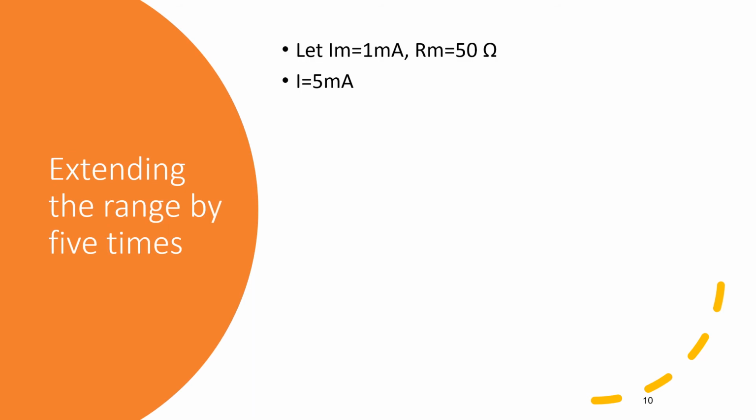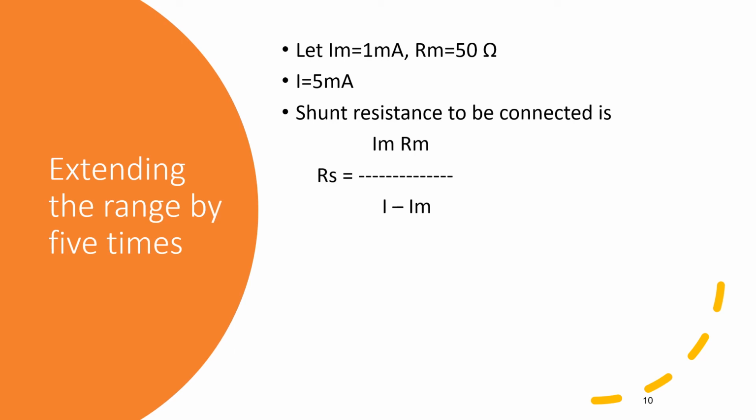Supposing now, if I want to extend the range to 5 milliamps, then I is 5 milliamps, Rm is 50 ohms, as already we know, Im is 1 milliamp. Now, the shunt resistance to be connected is calculated as already seen, Im Rm by I minus Im. We know Im, we know Rm. I minus Im is now 5 milliamps minus 1 milliamp. So, it gives 12.5 ohms.